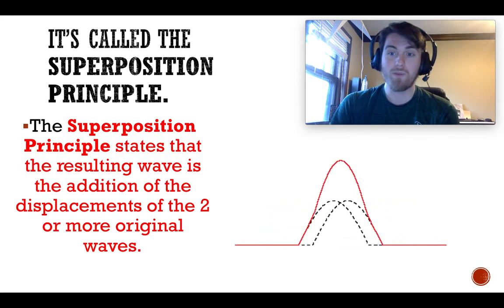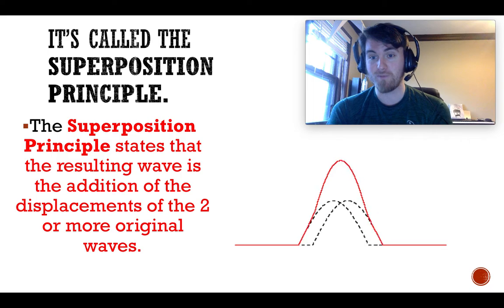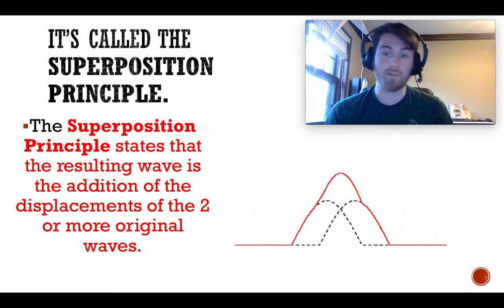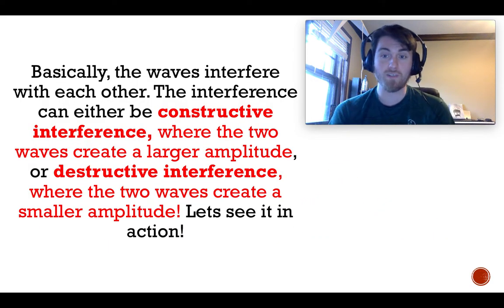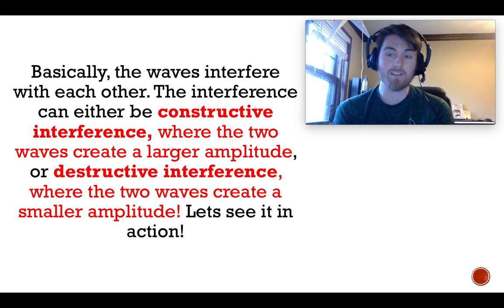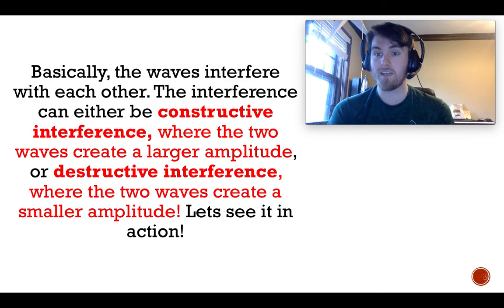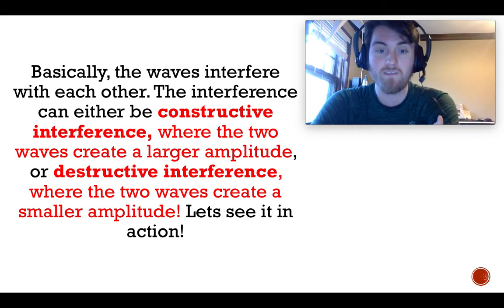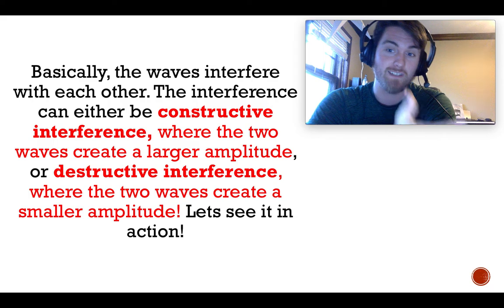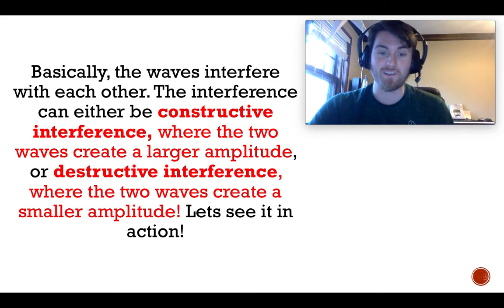So we talked a little bit about the superposition principle, of how whenever two waves collide, you add together the amplitudes. With the superposition principle, you can have one of two ways. It is either constructive or destructive interference. Constructive is whenever the amplitude is enlarged because of two resulting waves, and destructive is whenever the amplitude is decreased because of two resulting waves.